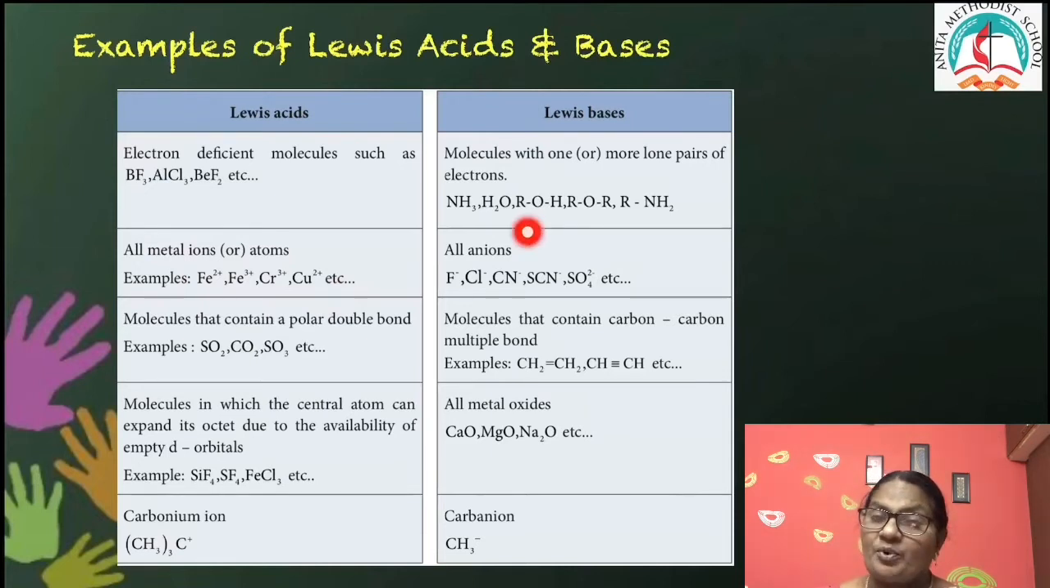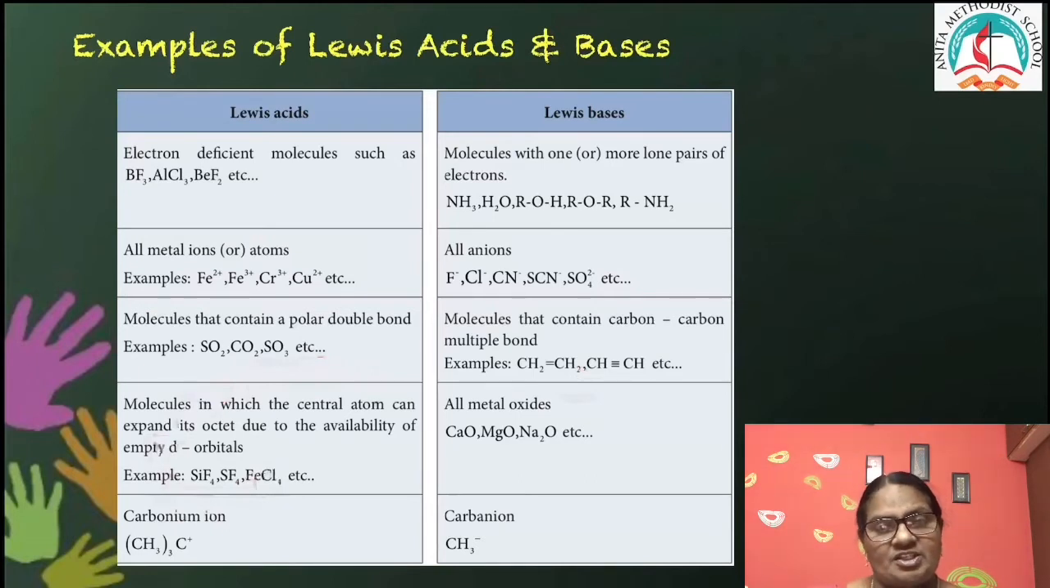Molecules that contain a polar double bond, due to polarity or charge separation, a positive charge will be there, and such bonds can accept a lone pair of electrons. Therefore, such compounds which have polarity in the double bond can accept electrons and act as what? Lewis acid. Multiple bonds that contain carbon-carbon double or triple bond can donate electrons, because a pi bond is there, they can donate electrons.